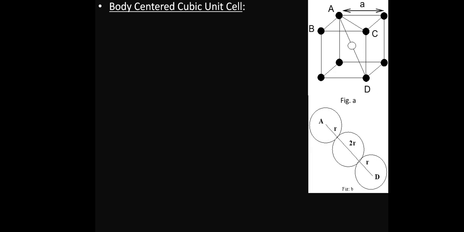So if it touches the 8 spheres on the corner, it can be understood that the center atom will be touched with atom A and atom D. If we draw that line, the actual representation, then A is the center of the first sphere, then we have the middle sphere, and then we have the sphere D. And that line AD comes out to be equal to 4R, as we have done in the face-centered cubic unit cell. So let us start the derivation.